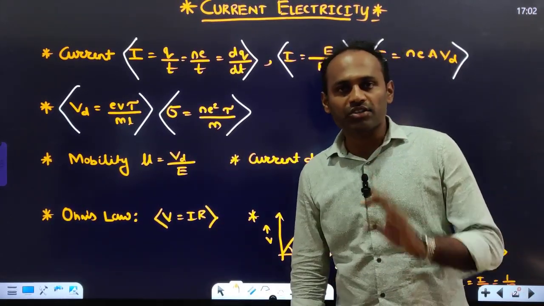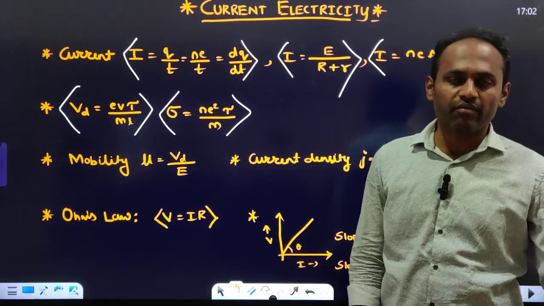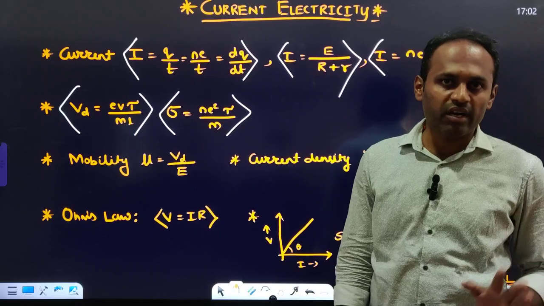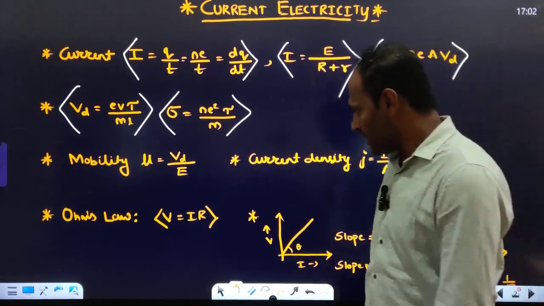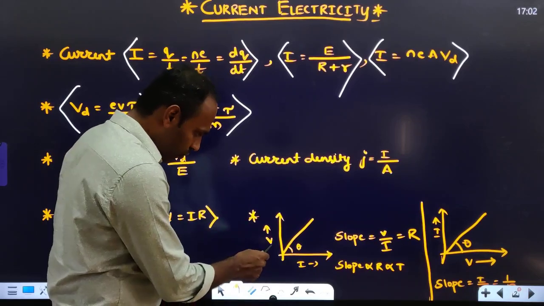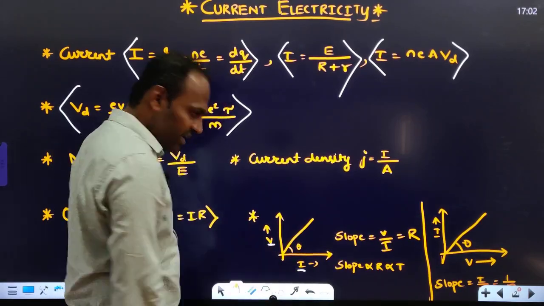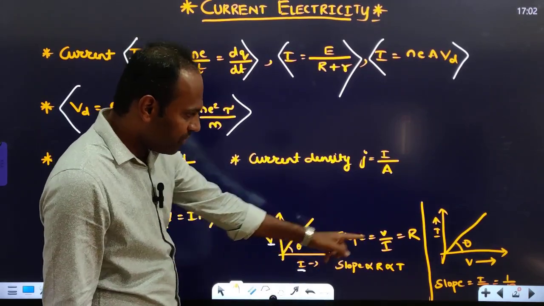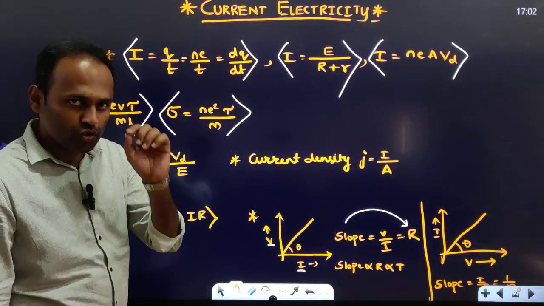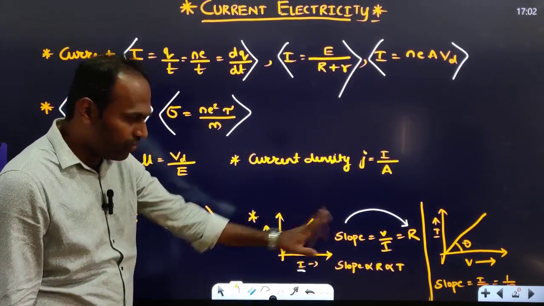Next, by Ohm's law, we know very well V is equal to I into R, but Ohm's law is applicable at constant temperature. It is not applicable at a very high or very low temperature. It is applicable only for conductors. It is not applicable for semiconductors as well as insulators, right? In the next note, if a graph is given where on the y-axis voltage is there and on the x-axis current is there, then the slope of this graph will give you resistance. Slope of the VI graph will give you resistance.